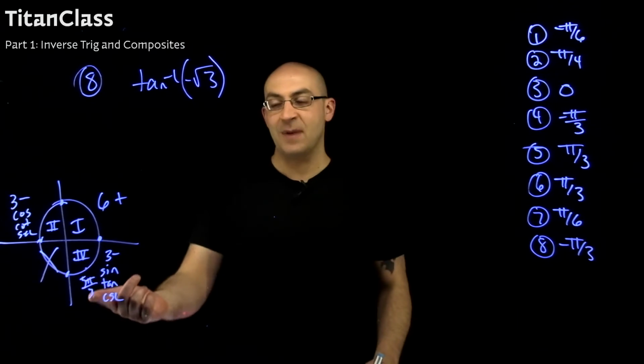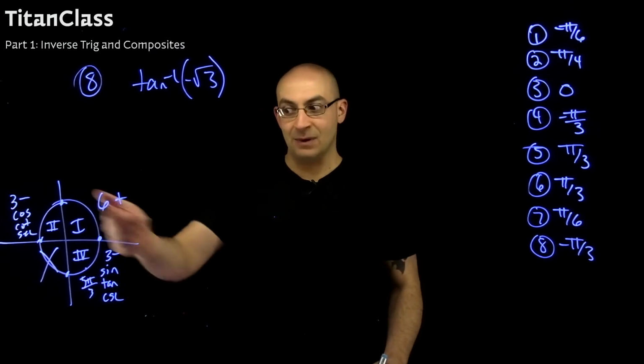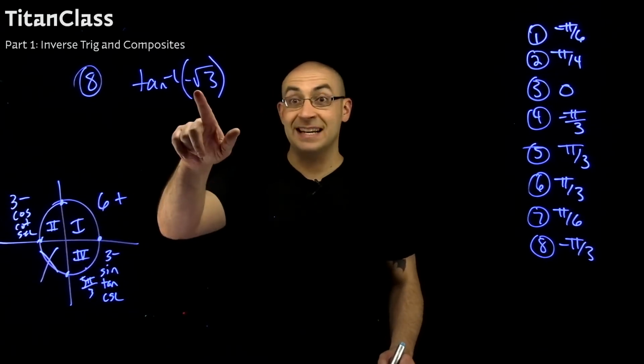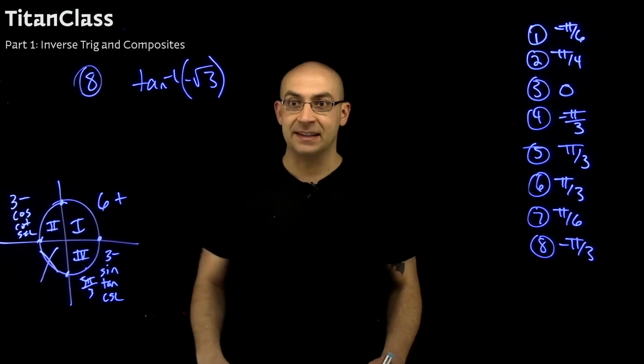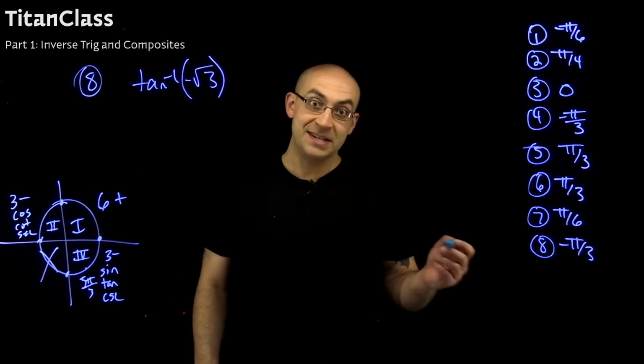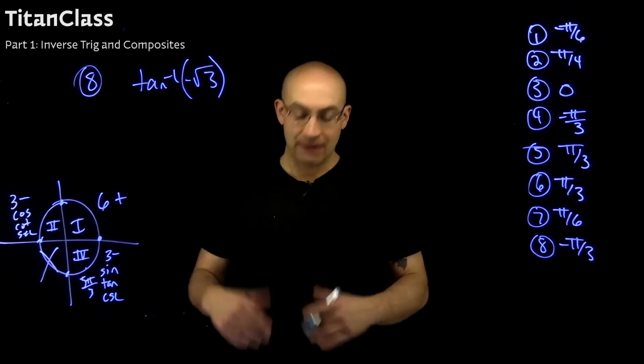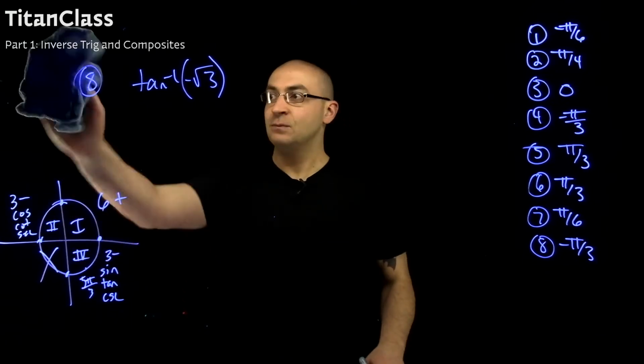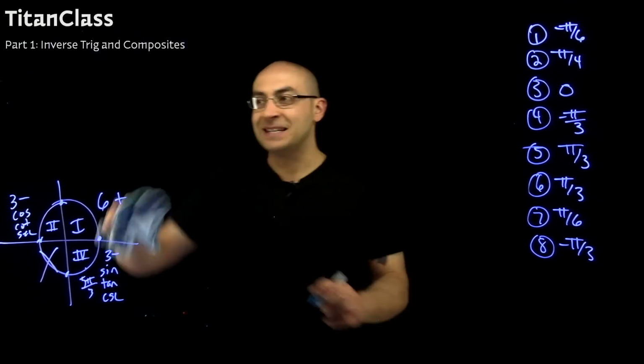It can't be 5 pi over 3, because otherwise I would have to go through quadrant 3. Because I need a negative here, I'm going to cut down on the negative side and go to 5 pi over 3, which is negative pi over 3 as in distance. Number 8 is done.